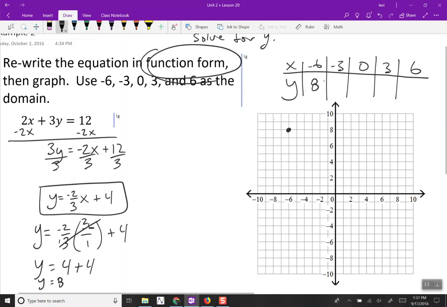Next, we'll substitute in a negative 3. So y equals negative 2/3 times negative 3 plus 4. Same thing here. We've got 2 negative factors, so I know it's going to be positive. I don't even care about it anymore. Those 3's will simplify, and we're left with 2 plus 4, which makes 6. So that's the point negative 3, 6, right there.